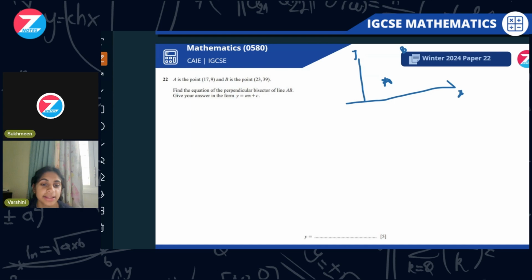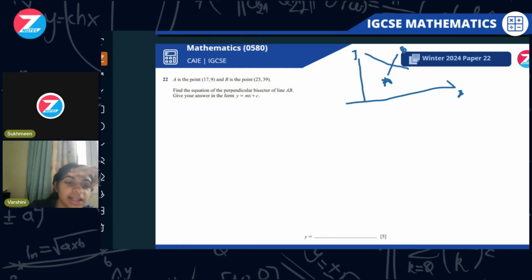Okay, find the equation of the perpendicular bisector of line AB. So this is line AB, and we want the perpendicular bisector, which is this. Give your answer in the form y equals mx plus c. Okay, so we know that for this line, first we need to find the gradient of AB.